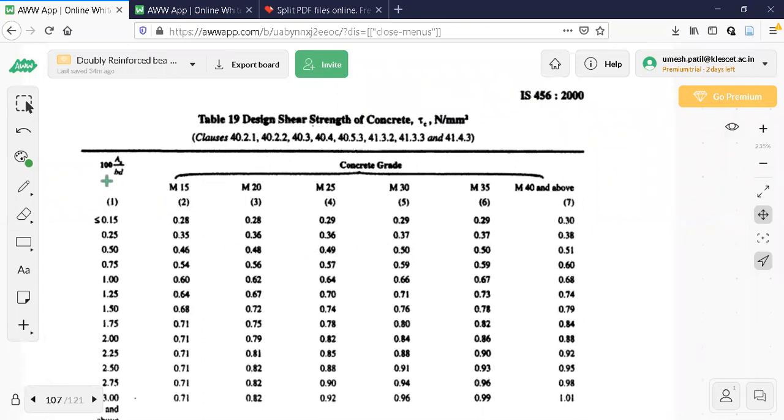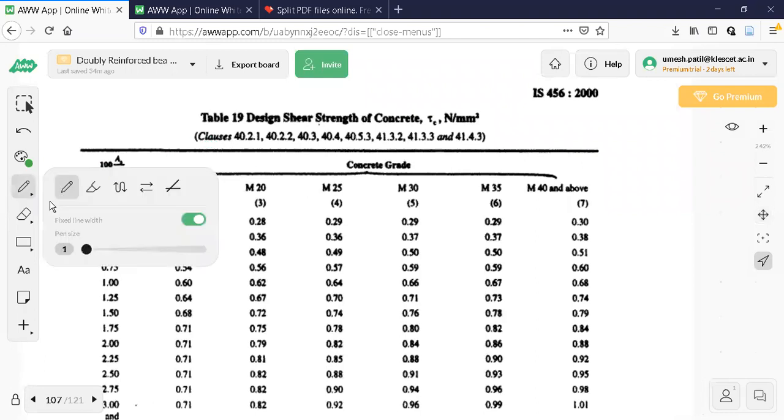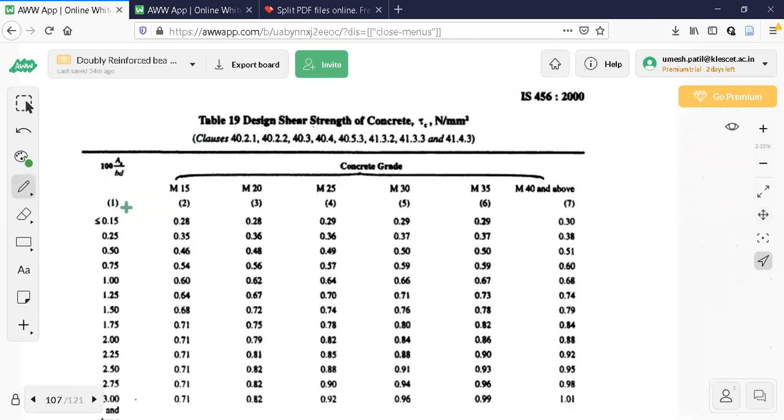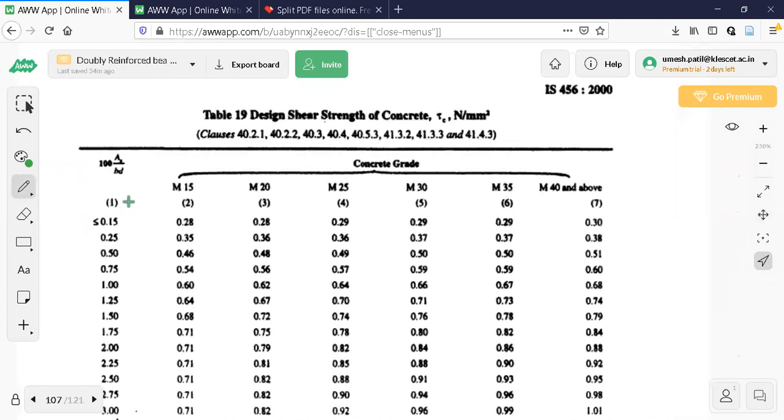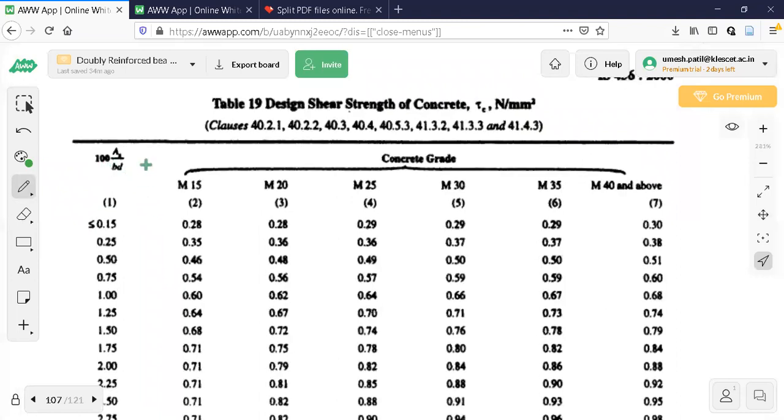So PT, 100 AST by BD. Let us try to understand the table 19. Just observe this. Table 19. See, from the given problem, number of bars are given. Even though we say it is purely concrete, PT is also involved in this calculation. Now observe here, 100 AST by BD.